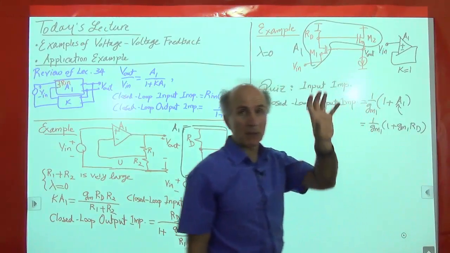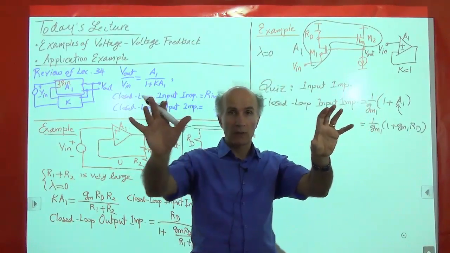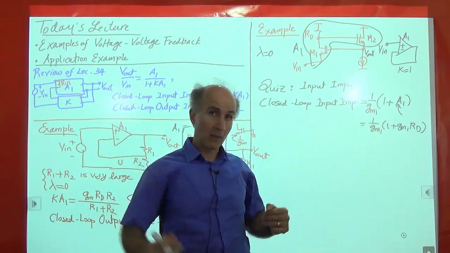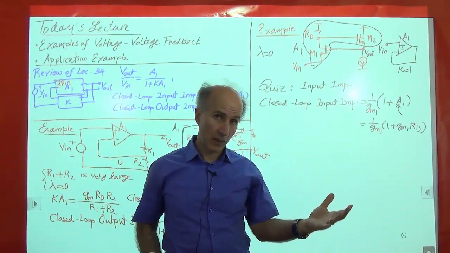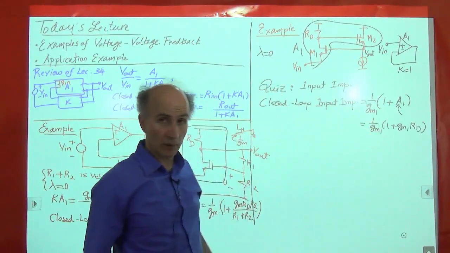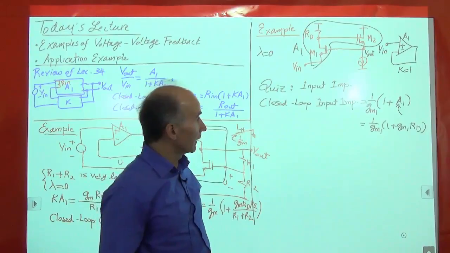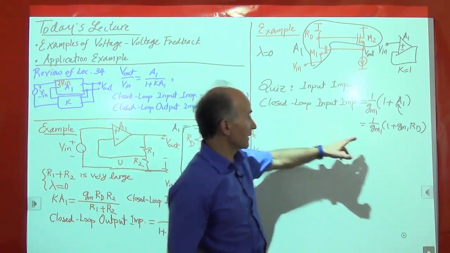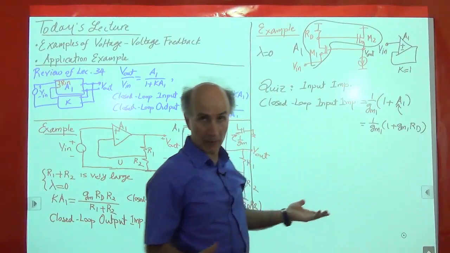Right? We have a common gate stage followed by a source follower. That's our open loop amplifier. The source follower has a gain of 1. The common gate stage has a gain of gm1 times RD. So that's the result. Okay, very simple. All right, so you can see that the closed loop input impedance has gone up by 1 plus the loop gain, as expected.